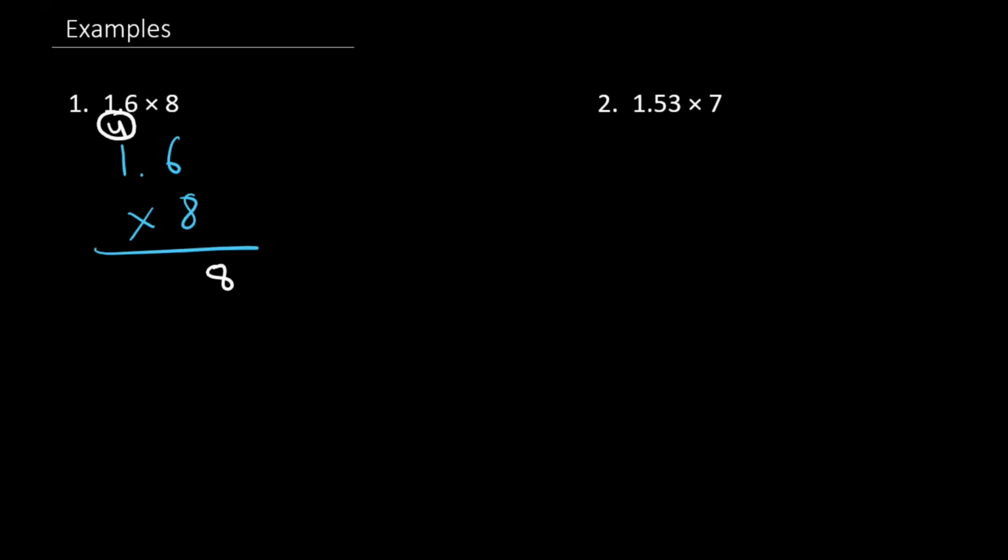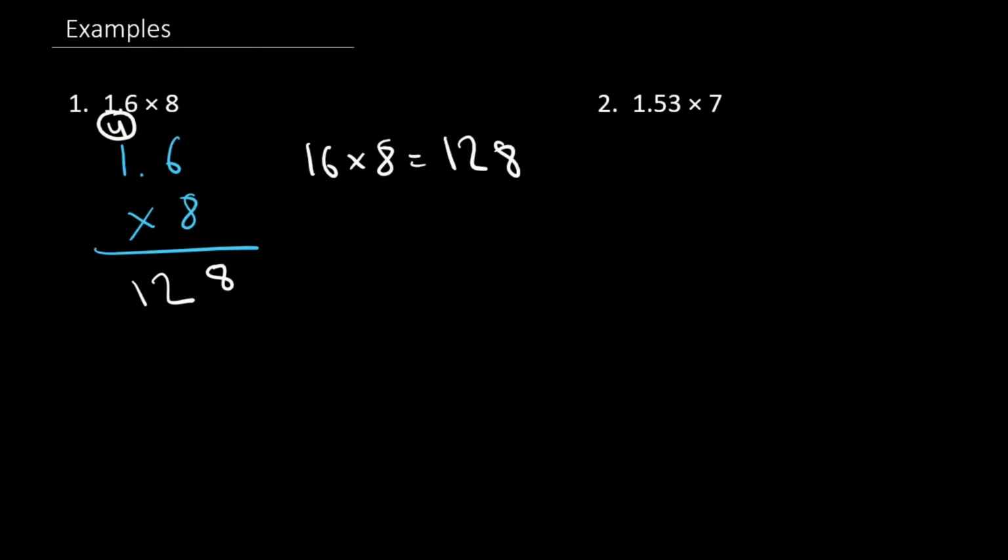8 times 1 is 8. 8 plus 4 is 12. So 16 times 8 is 128, not 1.6 times 128. I mean 1.6 times 8. So we have to figure out what the answer for 1.6 times 8 is.